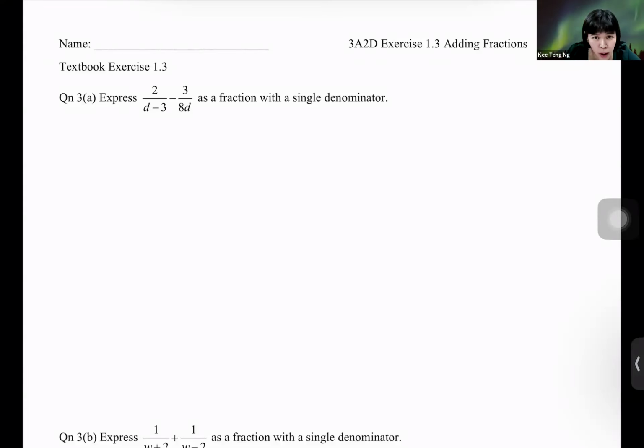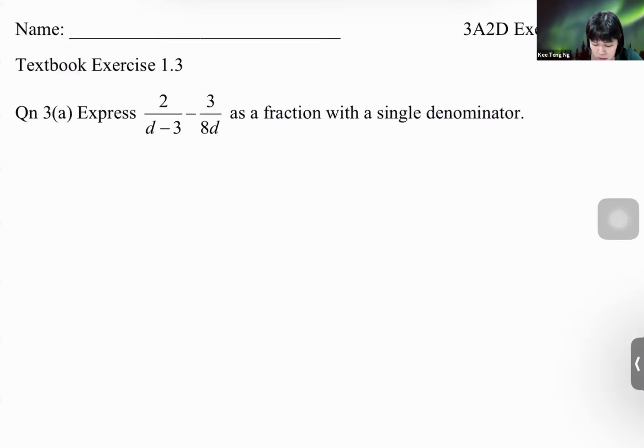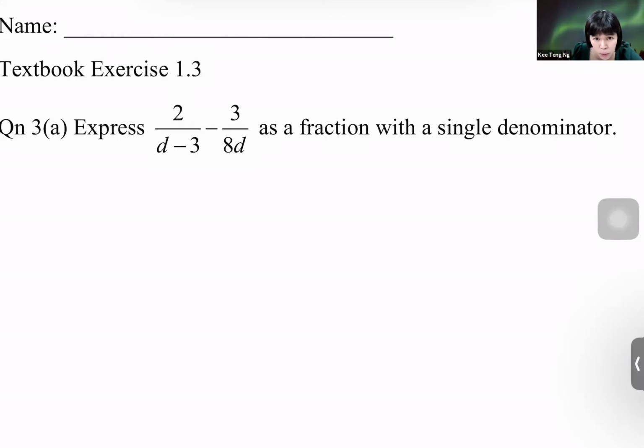For today's video, we are going to work on textbook exercise 1.3, adding of fractions. For this part, we're going to look at question 3, and do most of the questions in question 3. For this type of question, the fractions will be expressed as a fraction with a single denominator.